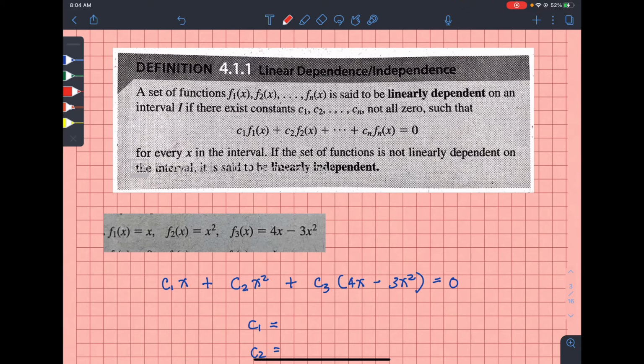There's an alternative on how to determine whether those two or more solutions are really a solution of a differential equation, by determining the linear dependency of the solutions. It says here that a set of functions f1(x), f2(x), fn(x) is said to be linearly dependent on an interval if there exist constants c1, c2, cn, not all 0, such that c1 f1(x) plus c2 f2(x) plus cn fn(x) is equal to 0.